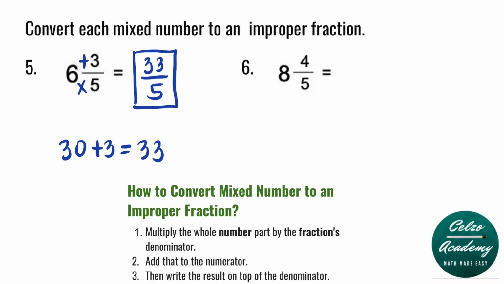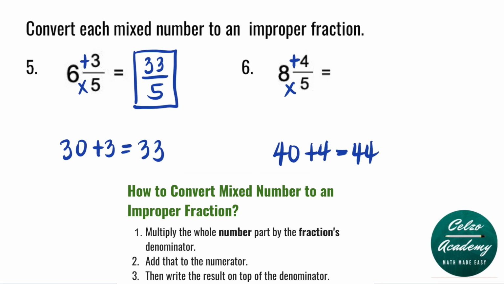Question number 6. 8 and 4/5. Step 1 is to multiply the whole number 8 and denominator 5. 8 times 5 is 40. Next, we will add the 40 to the numerator 4, and 40 plus 4 is 44. So the numerator is 44, and denominator is 5. So the equivalent of 8 and 4/5 in improper fraction is 44 over 5.